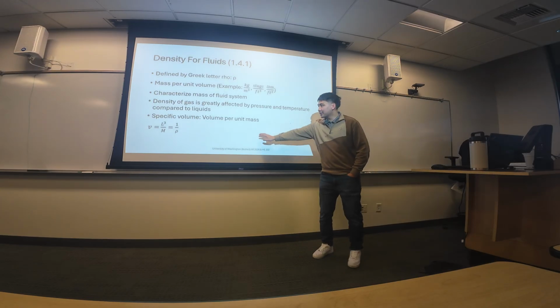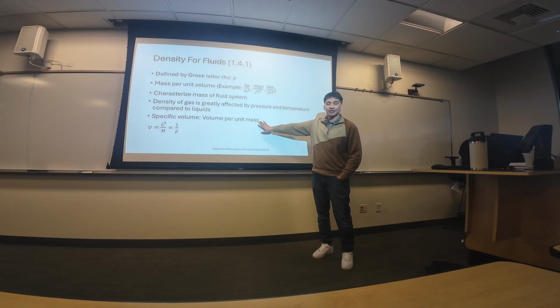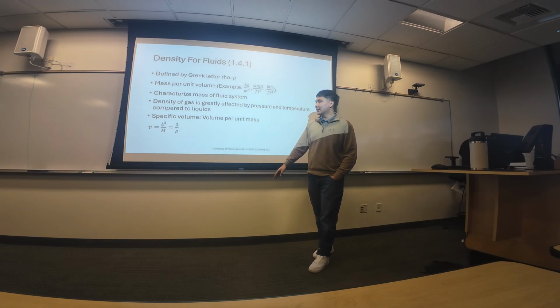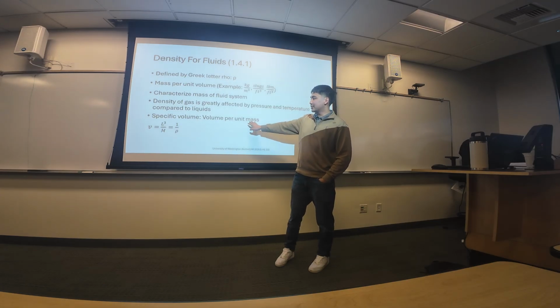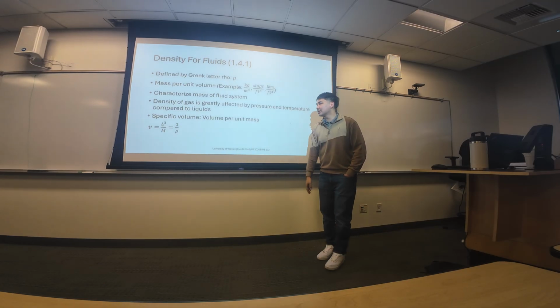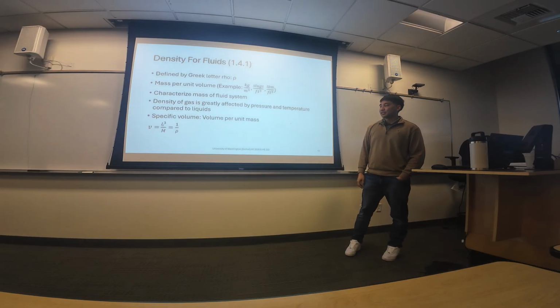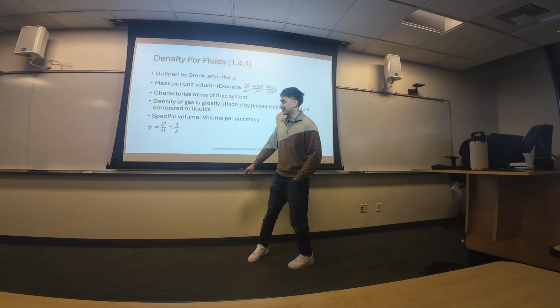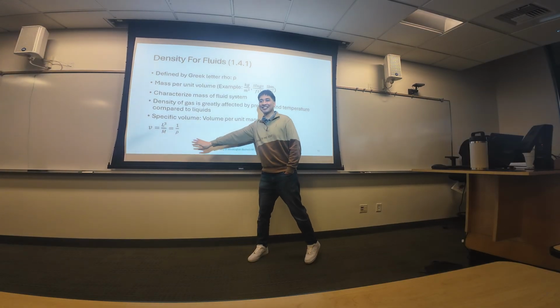So this is pretty big to use if you have an equation sheet. I have a summary of equations at the end, which is similar to the textbook's. Specific volume is volume per unit mass, which is also the inverse of density. So this is like the money equation. Write this down. Okay.